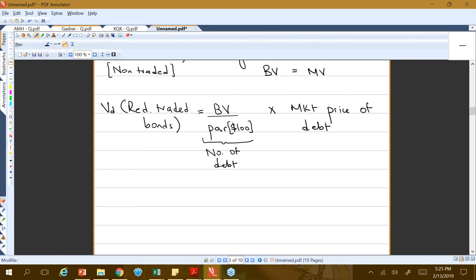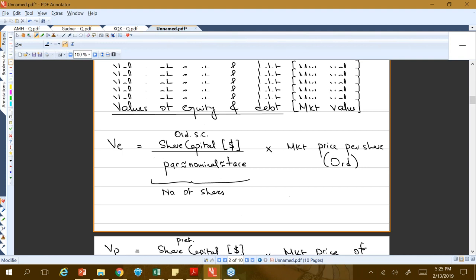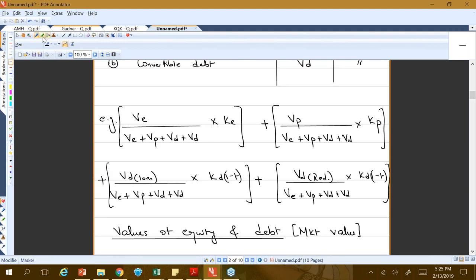So if I go back to that extended WACC formula, at this point, we are okay with all these. We should be fine with working out all these values. VD of the loan, VD of the redeemable debt, we're okay with all these values. And the only thing now which is left is how to figure out the costs of all these sources of finance. So we need to look at ways in which we can find the KE, the KP, and the KD(1 minus T) of the loan and the redeemable debt.